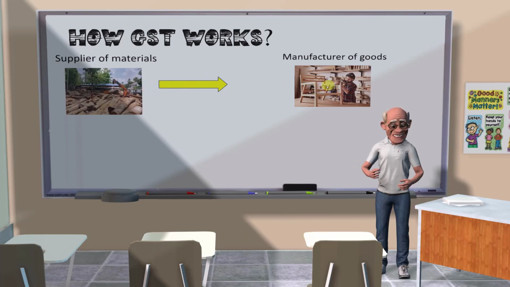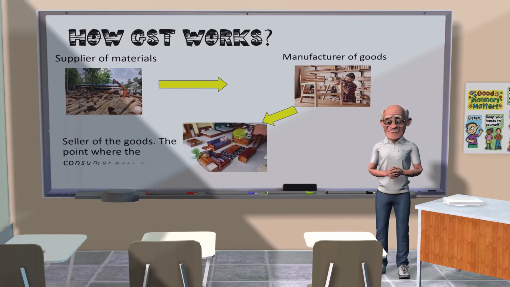Now the manufacturer has bought the planks and materials, and he makes his goods. From there he supplies the goods to the shop. He didn't pay any tax either. So now the goods are in the shop, where the seller of the goods is the point where the consumer pays the GST. This is the very first time that anybody will be paying tax on these chairs or materials that have been made and produced and then come to the shop to be sold.